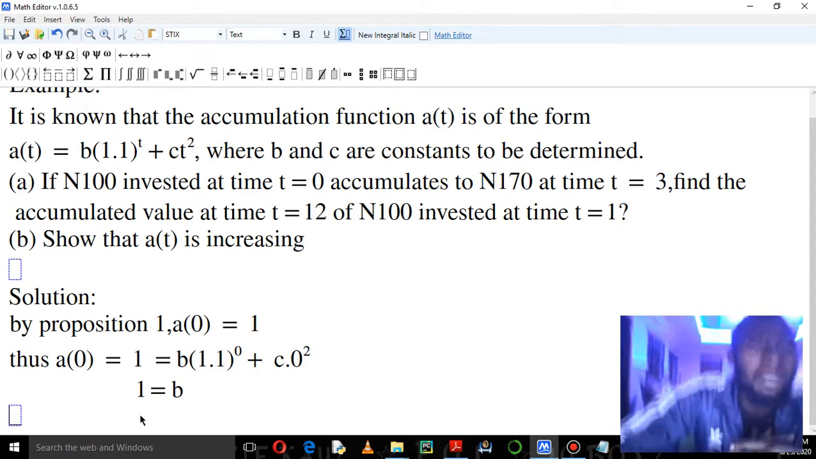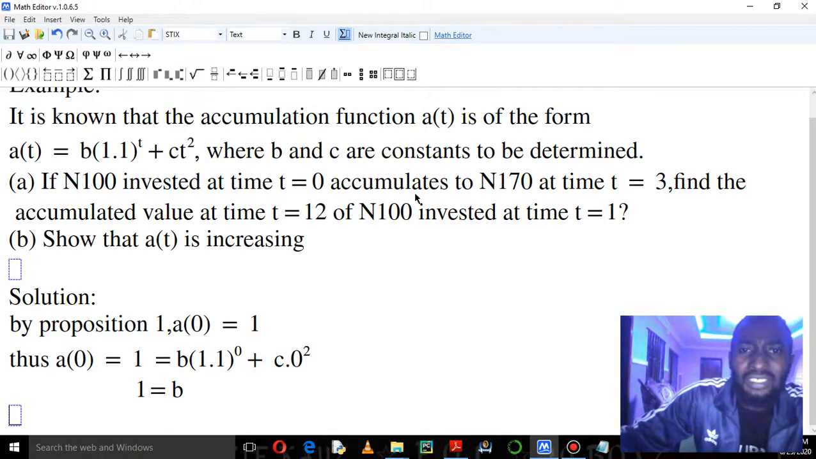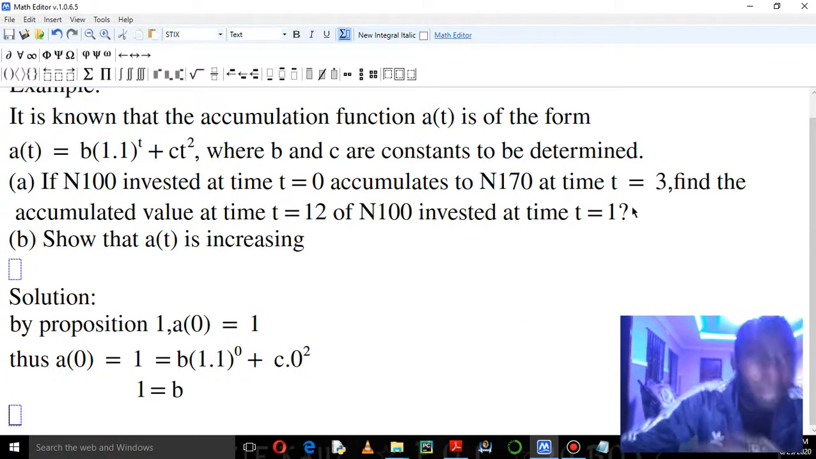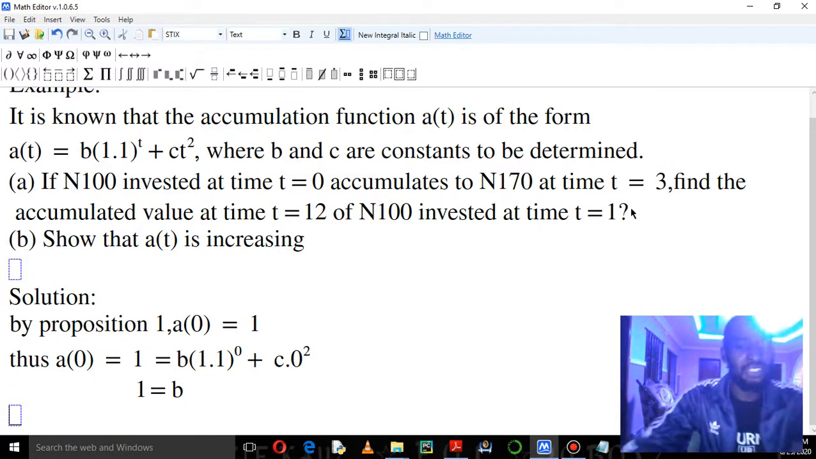Now we've gotten our b. We need to find our c. How do we find our c? Do you understand? We are told it accumulates to what? 170 at time t equals 3.